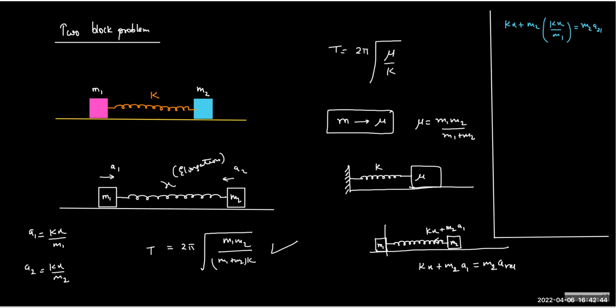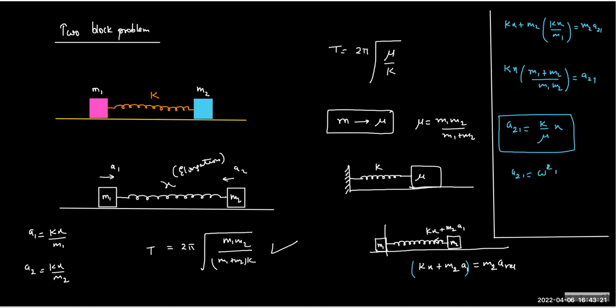I can take Kx common, and this becomes (M1 plus M2) upon M1 M2 equals A relative. So A relative terms are K by mu into X. Why is the minus sign not there? Because I haven't written it. If you want, you can write it, because this is a positive deformation. You can make the modification, but it really doesn't matter. You understand why it is so. You can compare with the formula.